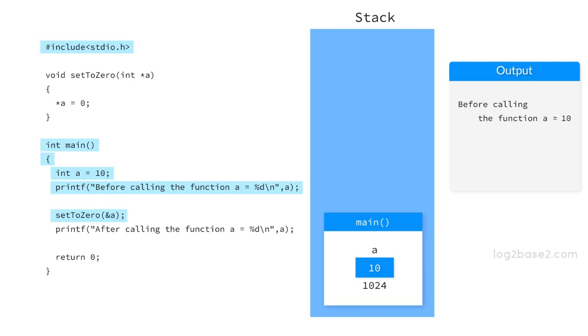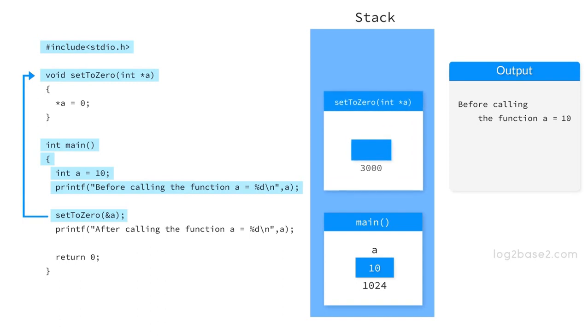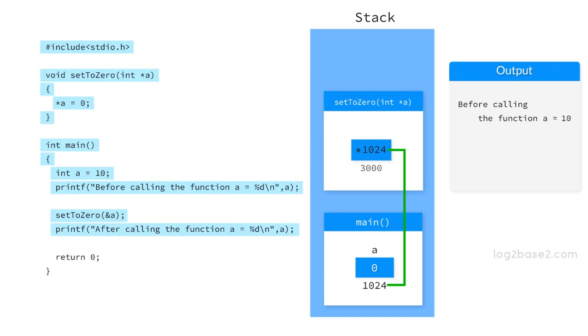So control goes to the function definition, and as the parameter we have a pointer which will store the address of a, which is 1024. Next we have star a equal to 0, that is, value at a equal to 0. So at address 1024, the value is set to 0. Now control returns to the main function, and again we have a print statement which prints "after calling the function a equal to" and prints the value of a, which is 0.